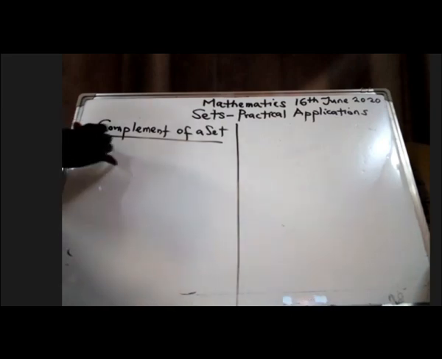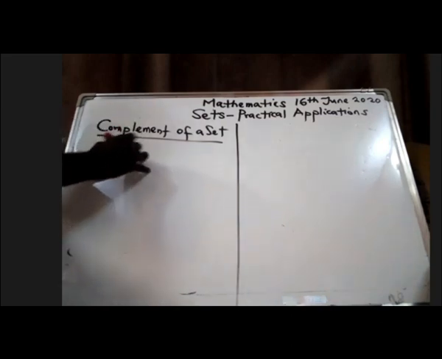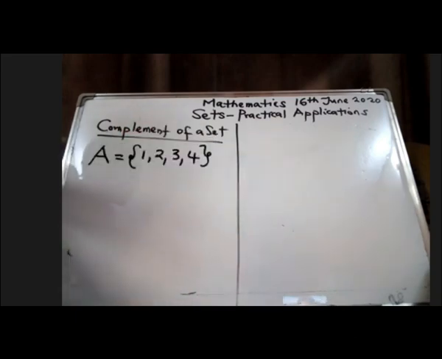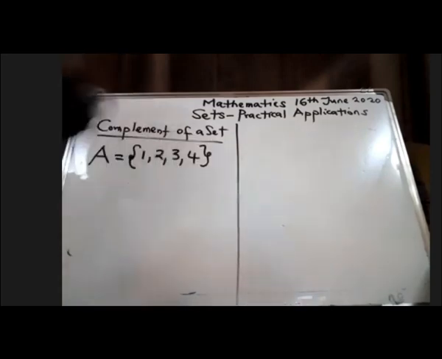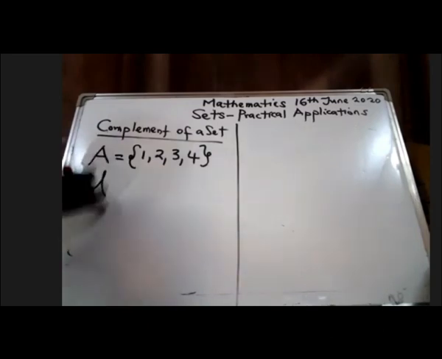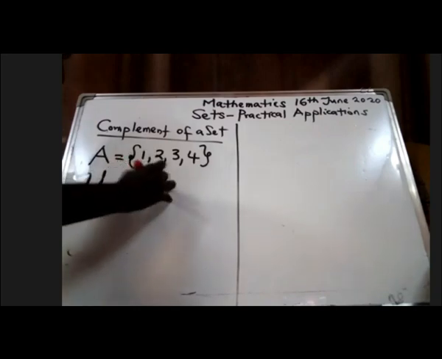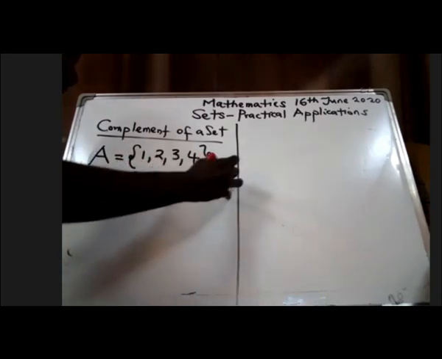For instance, if I have a set A and I have 1, 2, 3, 4, maybe I should add at this point that the complement of the set must be defined with the knowledge of the universal set. The complement of any set is defined with the understanding of the universal set. So I can't define the complement of a set if I do not know its universal set. So for this question, the universal set was defined as 1, 2, 3, 4, 5, and 6.